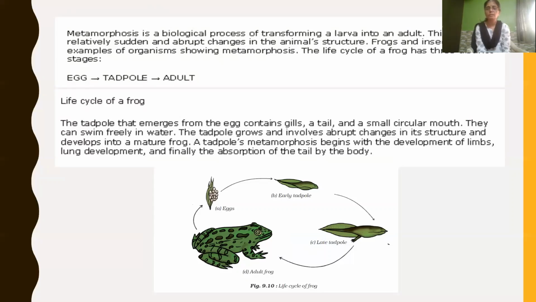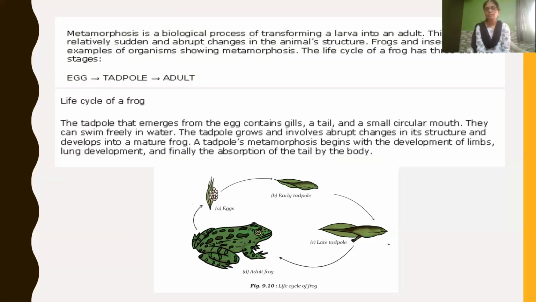And then the tadpole that emerges out from the fertilized egg contains gills, a tail, and a small circular mouth. It looks like a fish, isn't it? They can swim freely and easily in water. Then the tadpole grows and undergoes abrupt changes. Abrupt means it entirely changes in its structure and develops into a mature frog. The tadpole's metamorphosis begins with the development of limbs, lung development, and finally the tail is absorbed by the body. It loses its tail.